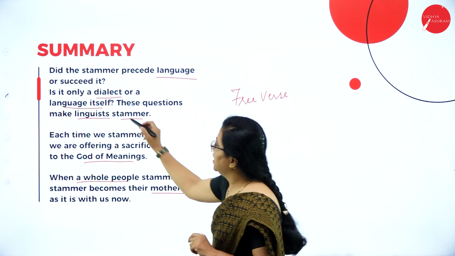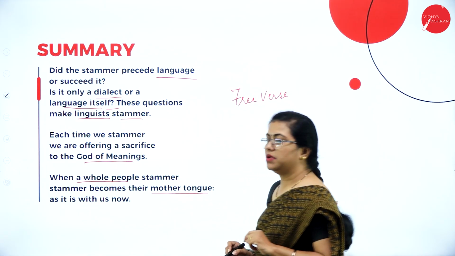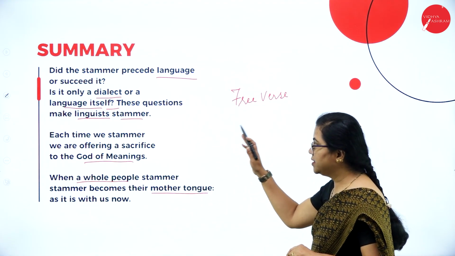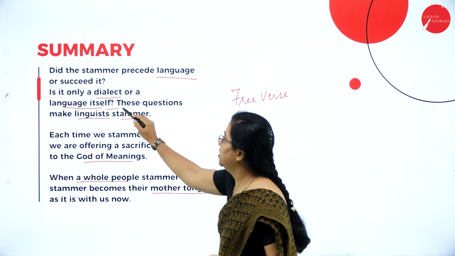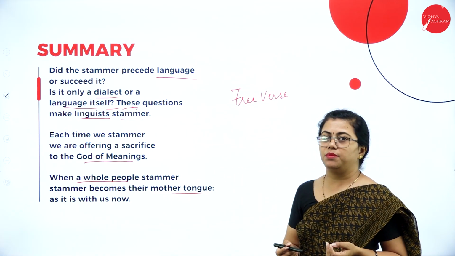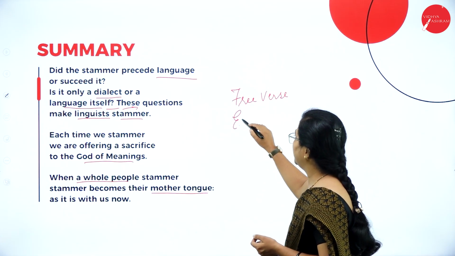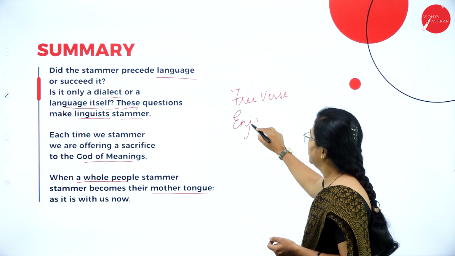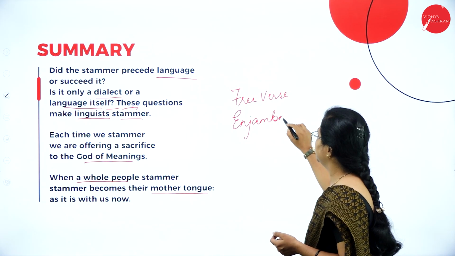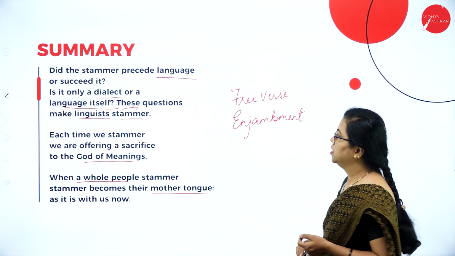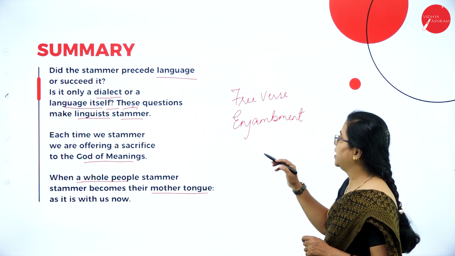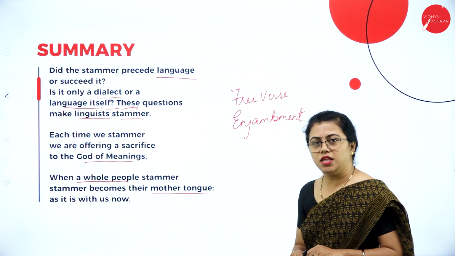Then you can see the sentence ends somewhere in between. It starts from the middle, and the next sentence starts from here. So this literary device, usually seen in poems written in free verse, is called enjambment. This is the most commonly seen literary device in poems that are written in free verse.